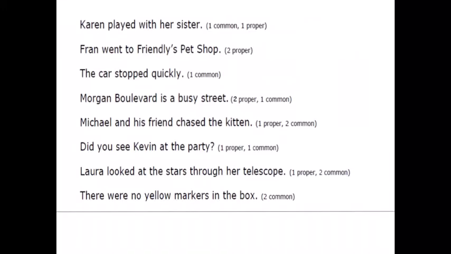Here are a few questions for you to attempt and then we will check our answers together. The first one we'll do. Karen played with her sister. Well, it has one common noun and one proper noun. The common noun is sister, whereas the proper noun is Karen. I would like you to answer the remaining questions. Take note of the clues that are in the comma at the end of each question. You can pause your video to work out your answers.